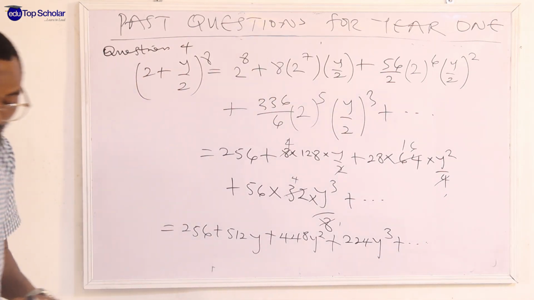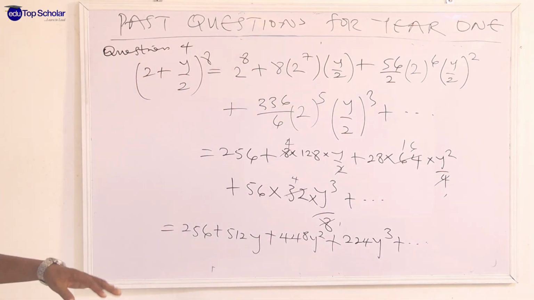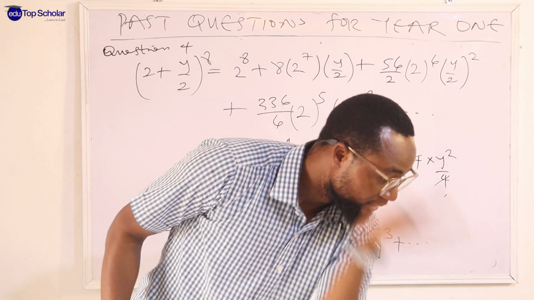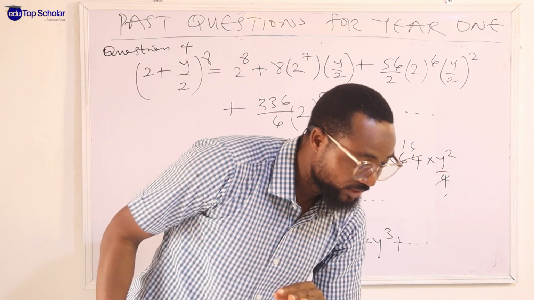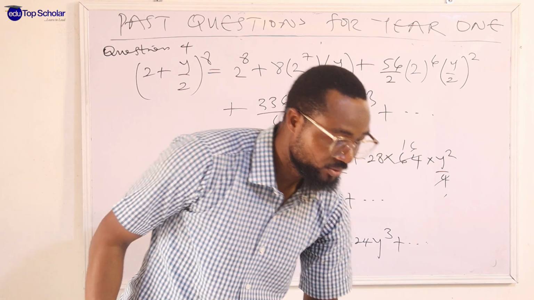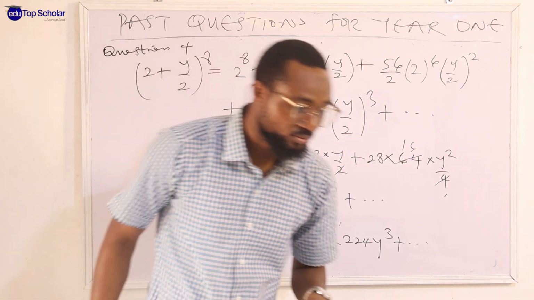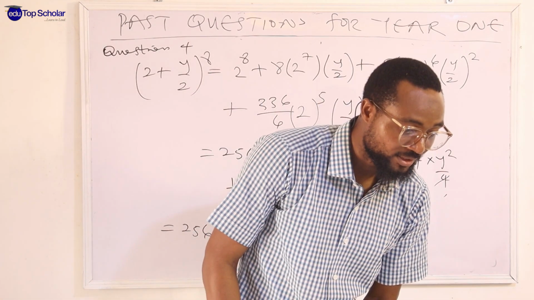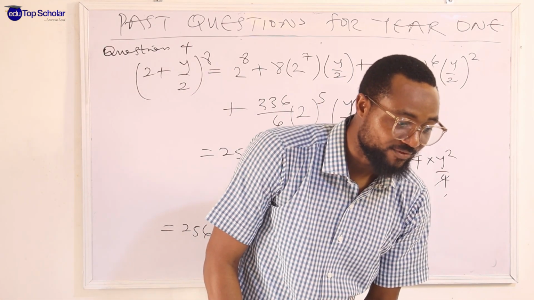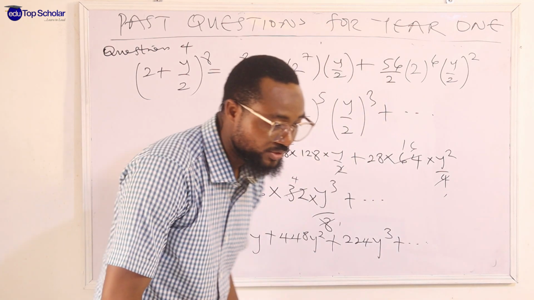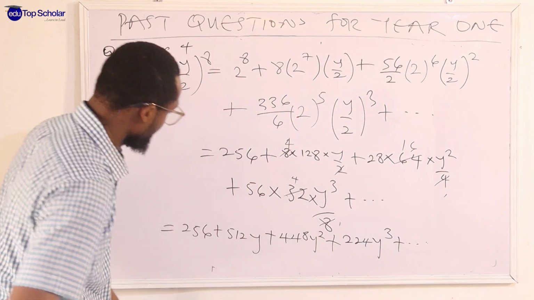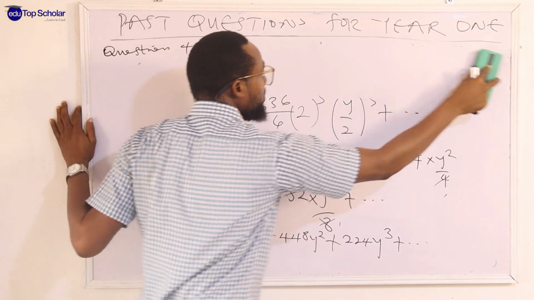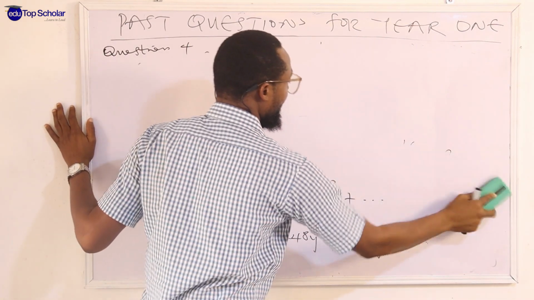So this is what we have for the expansion. The first part of the question is that we should obtain the first 4 terms of the expansion of 2 plus y over 2 raised to power 8. We have answered the first part. The second part is that in ascending power of y, hence find the value of 2.005. The next part of the question is that we should find the value of 2.005 raised to power 8.